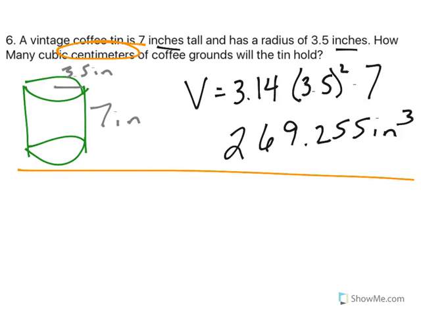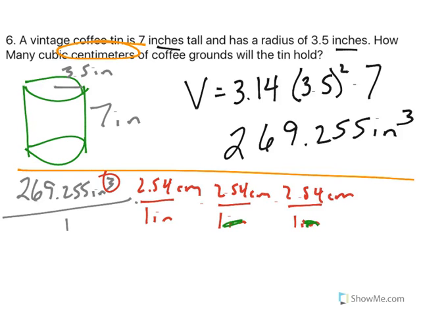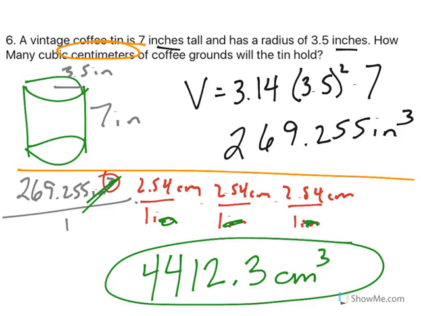But I don't want inches cubed, I want cubic centimeters. So I'm going to start with my 269.255 cubic inches, and then I think, okay, 1 inch is 2.54 centimeters, but I have 3 of these. So 1 inch is 2.54 centimeters, 1 inch is 2.54 centimeters, 1 inch, 2 inch, 3 inch, gone. They're all in the numerator. I multiply those all together, and I get 4,412.3 cubic centimeters, and I did round there, but I think that works. And that is some conversion with volume and area.